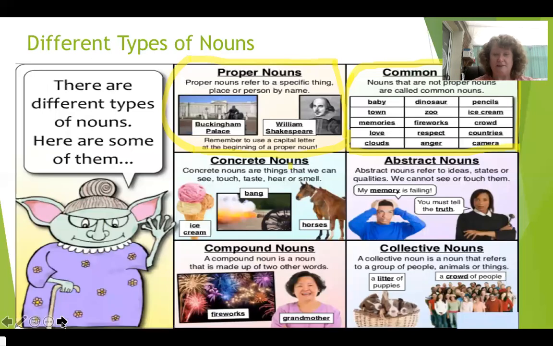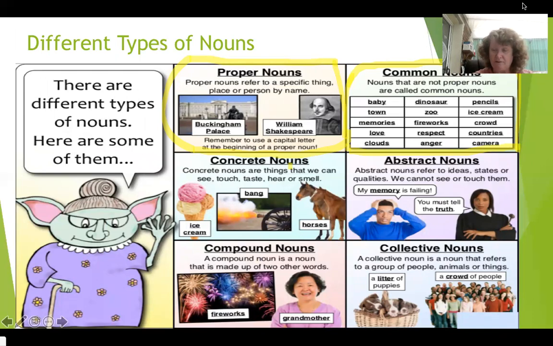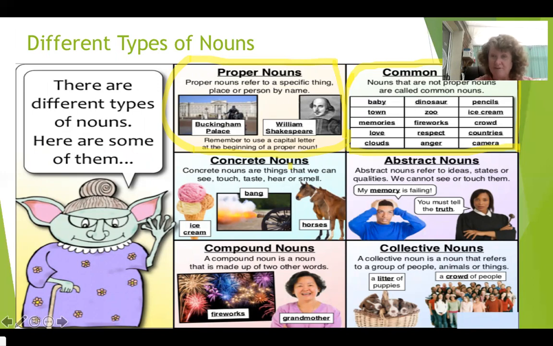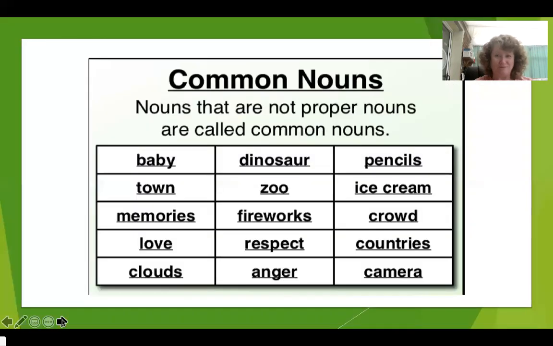Let's go to the next slide. So there are different types of nouns, loads of different types. We are going to focus here today on common nouns. So just move my picture out the way. And proper nouns. We might look at these, concrete nouns, abstract nouns, compound nouns, and collective nouns at another time, but not all of those today. We'll keep it simple and short.